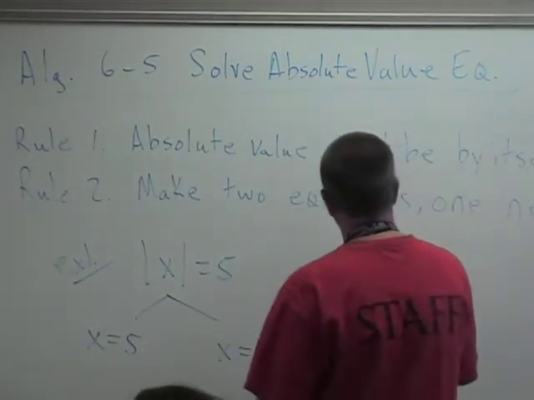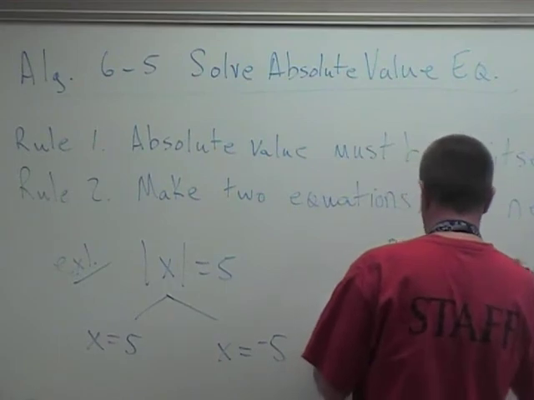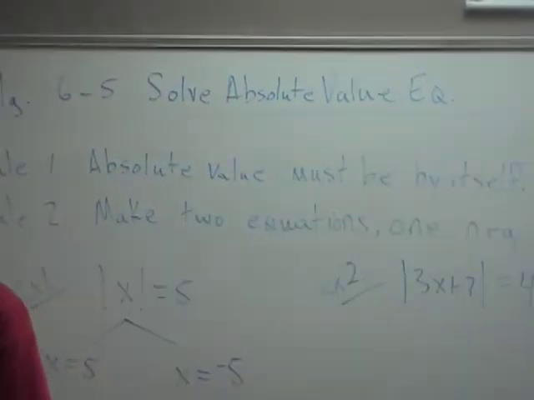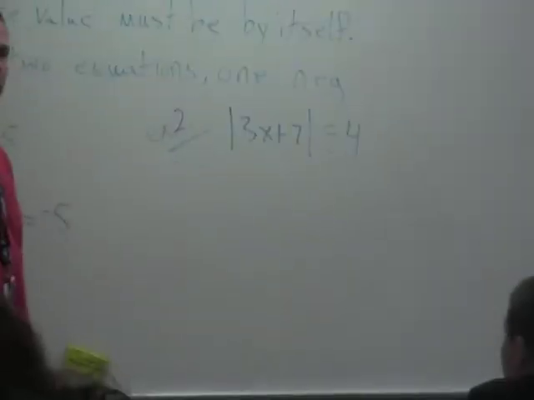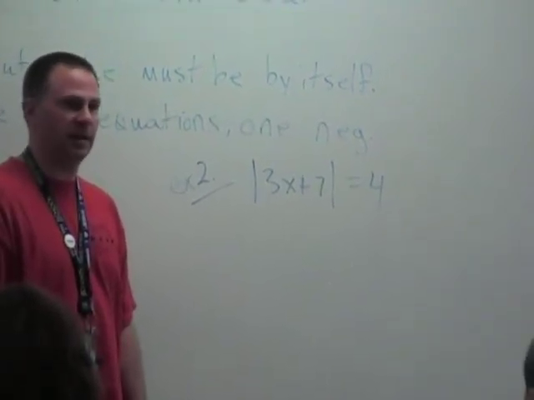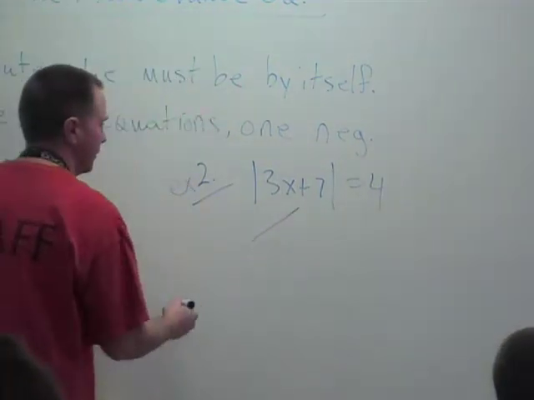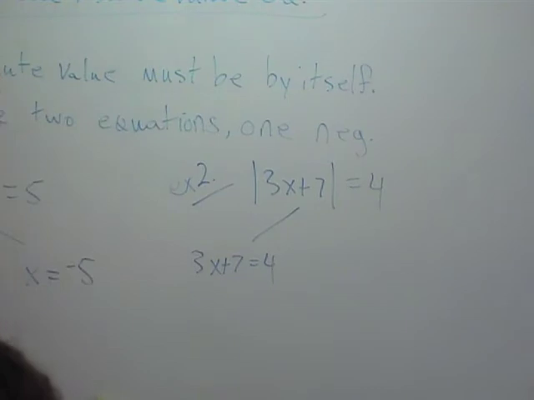Example 2. The absolute value of 3x plus 7 equals 4. Rule number 1. Is the absolute value by itself? Yes. There's nothing attached to it. Doesn't matter what's inside. Step number 2, or rule number 2, make 2 equations. First equation, 3x plus 7 equals 4, and then solve it. Everybody do that?